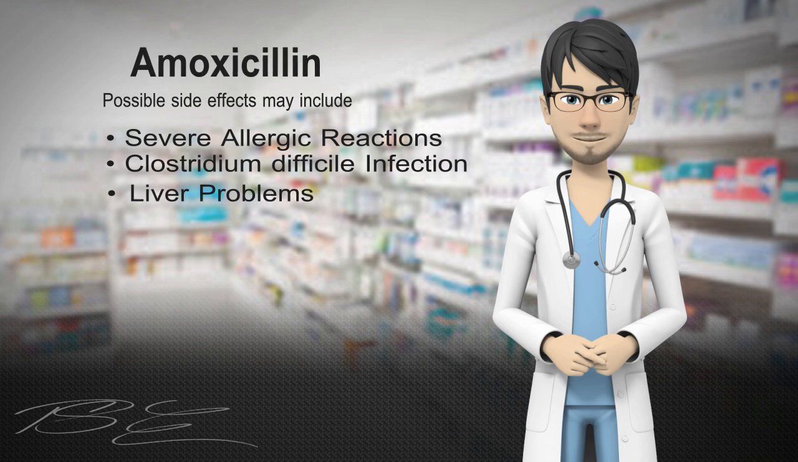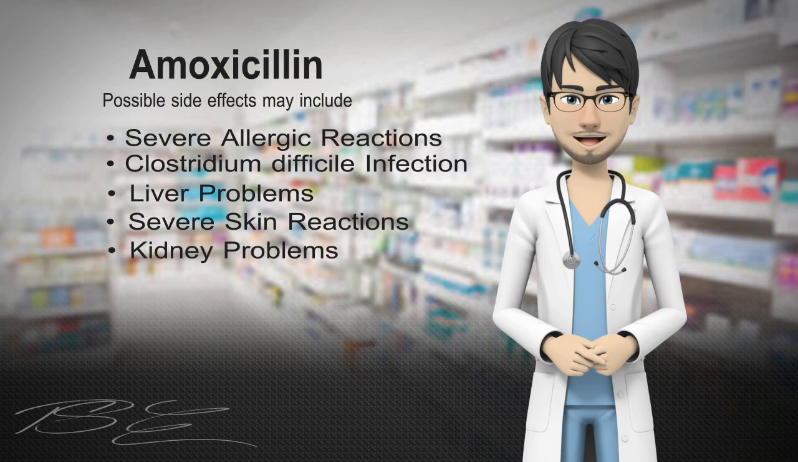3. Liver problems. Though rare, amoxicillin can affect liver function, leading to symptoms such as yellowing of the skin or eyes, jaundice, dark urine, or unusual fatigue. 4. Severe skin reactions. Symptoms such as blistering, peeling, or red, painful skin may indicate a severe reaction to the medication. 5. Kidney problems. In rare cases, amoxicillin can affect kidney function, causing reduced urine output or swelling.